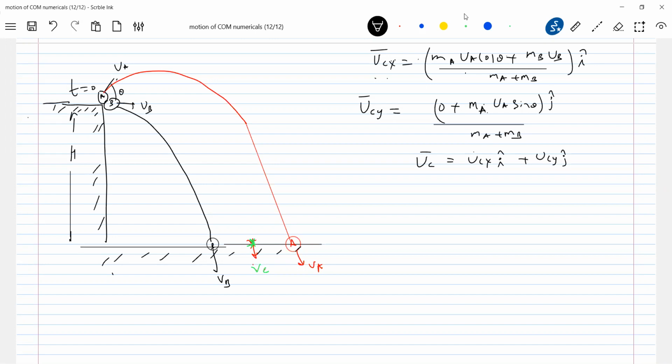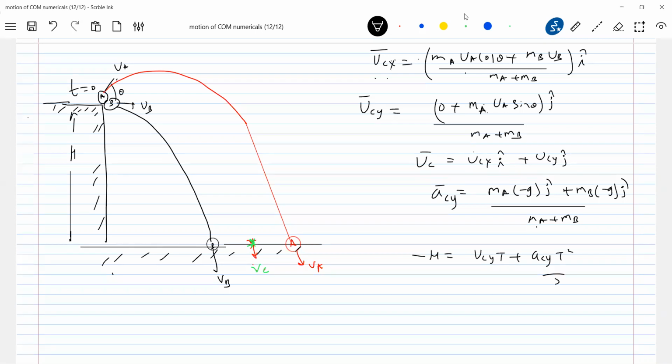If masses are different, how to calculate the acceleration of the center of mass? Again, the method is the same. Minus mA g. So here, the acceleration of the center of mass, what are you going to write? aC is equal to minus g j cap. Now you have the acceleration of the center of mass. Now you discuss the motion with respect to this. So minus h is equal to UCy t plus aCy t squared by 2.